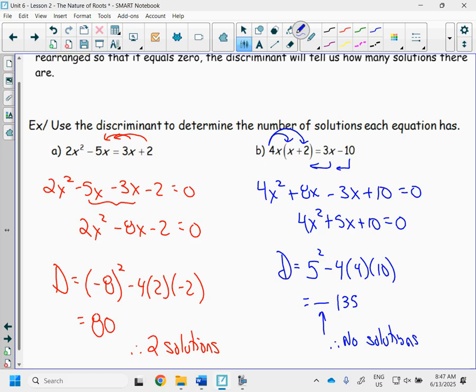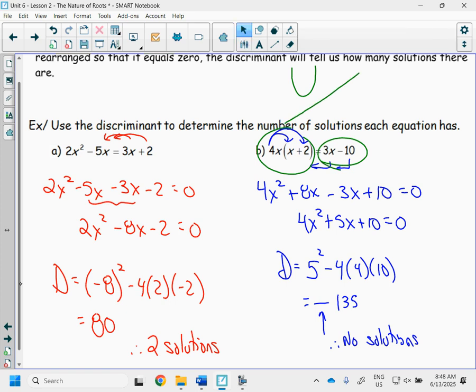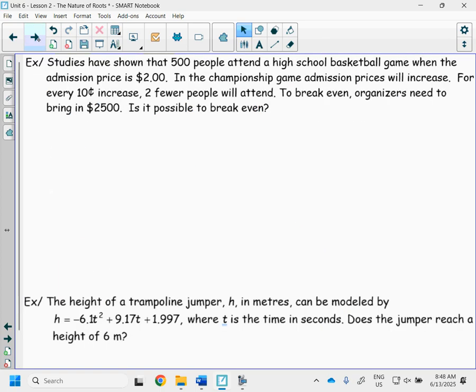And just to point out to us what's actually going on here, you have some sort of quadratic, maybe it looks like this. You have some sort of line that maybe looks like this. We want to know where they equal each other. Well, they never equal each other. The line never touches the curve, which is the reason there's no solutions. They don't actually meet each other. Okay, let's move on to some little word problems here.